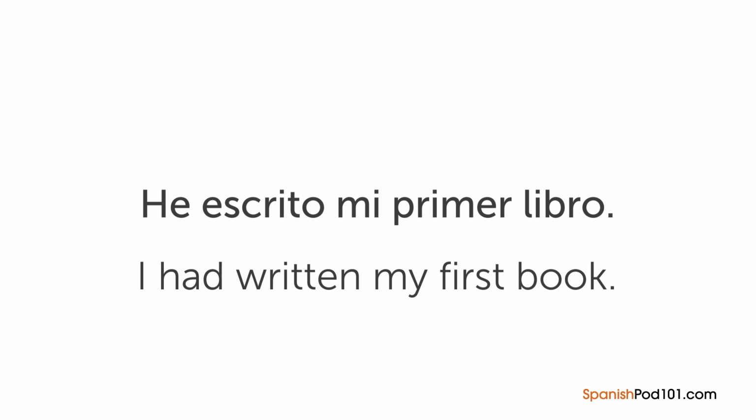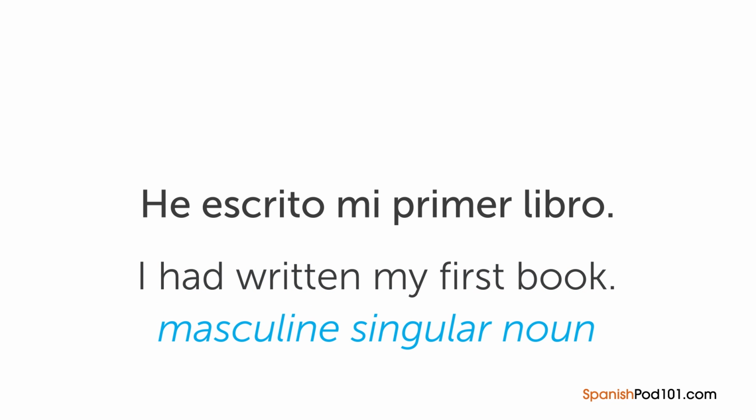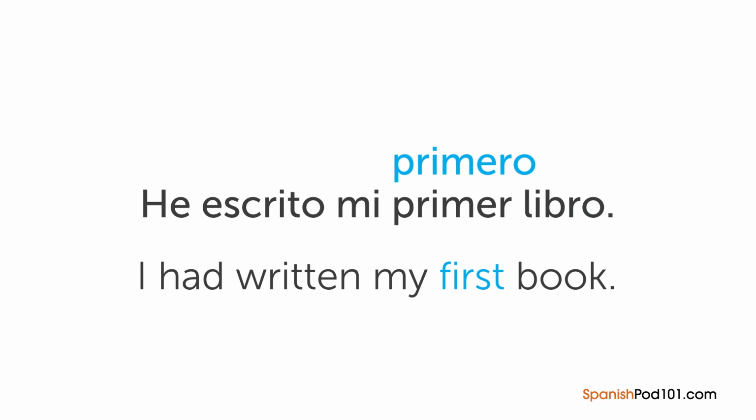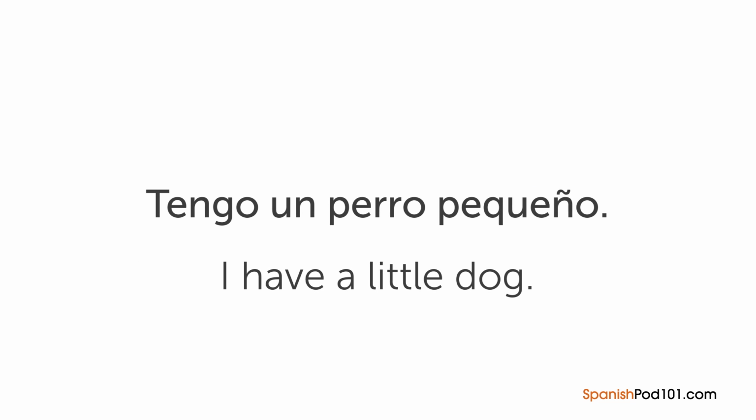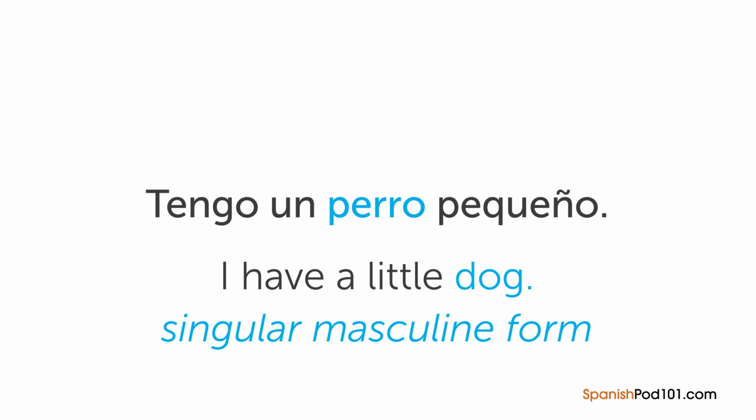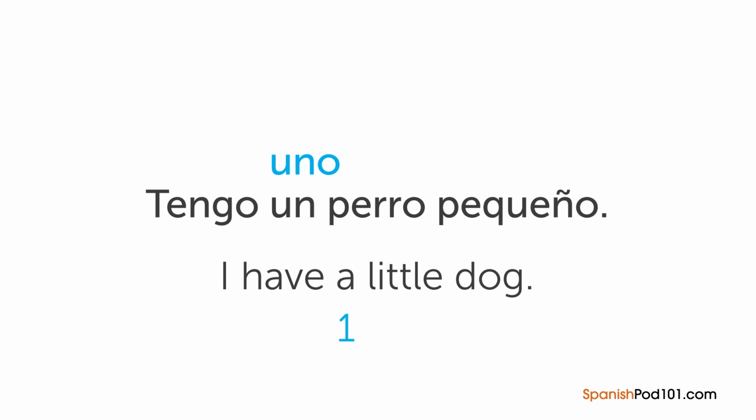Let's go through some more examples. He escrito mi primer libro, literally meaning I had written my first book. Again, we have the masculine singular noun libro, book, so primero, meaning first, gets shortened to primer. Another example would be, tengo un perro pequeño. I have a little dog. Here, the word perro, dog, is in its singular masculine form, so uno, one, gets shortened to un.